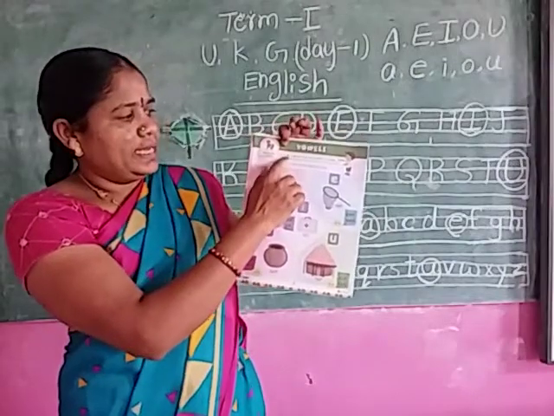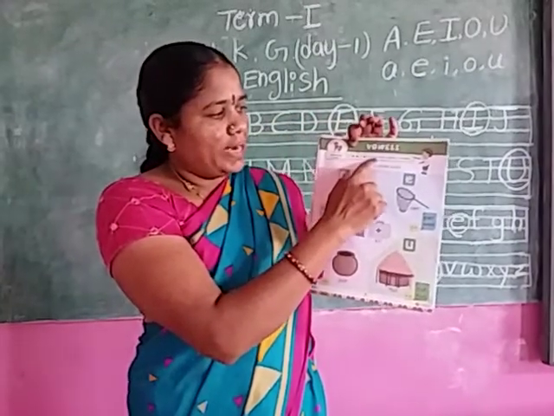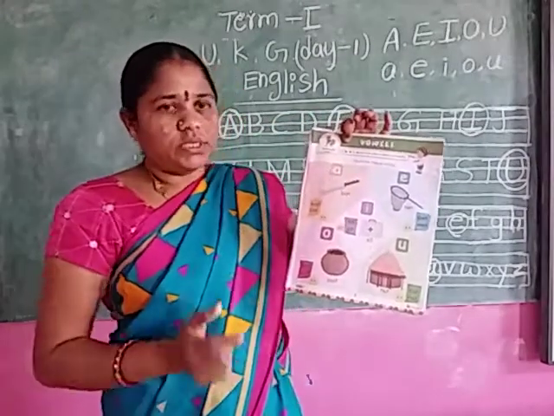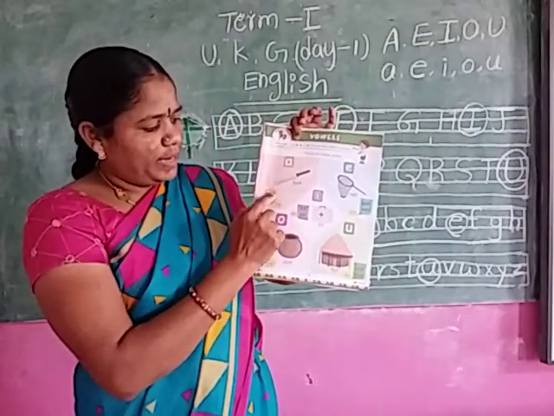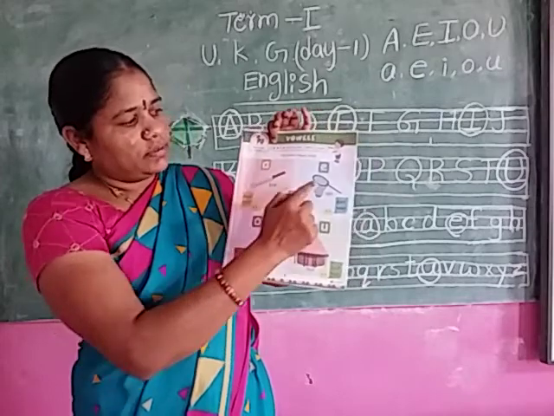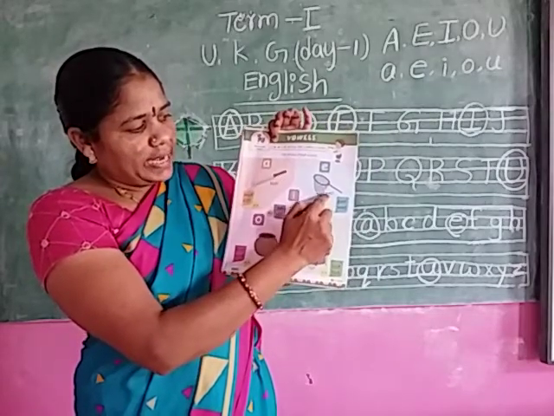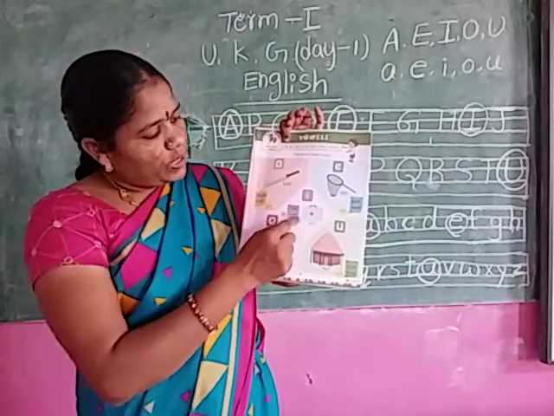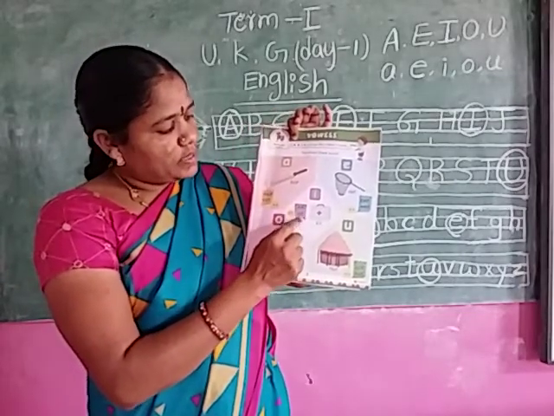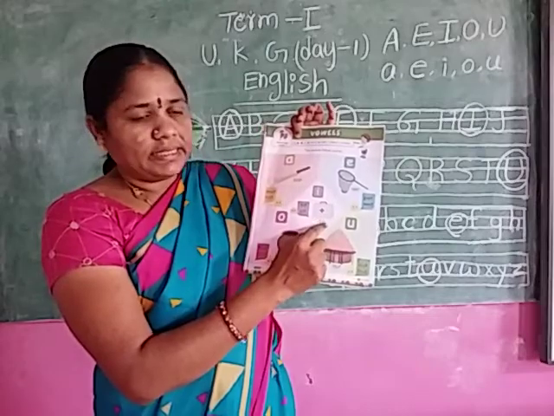A, E, I, O, and U are called vowels. See, vowel A letters. B, A, T, bat. M, A, T, mat. C, A, T, cat. Vowel E letters. N, E, T, net. P, E, T, pet. W, E, T, wet. Vowel I letters. B, I, T, bit. P, I, T, pit. K, I, T, kit.